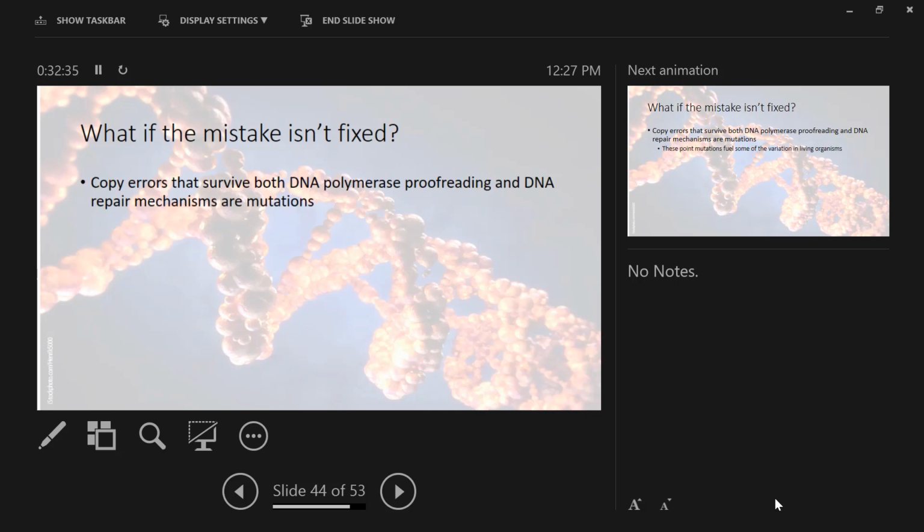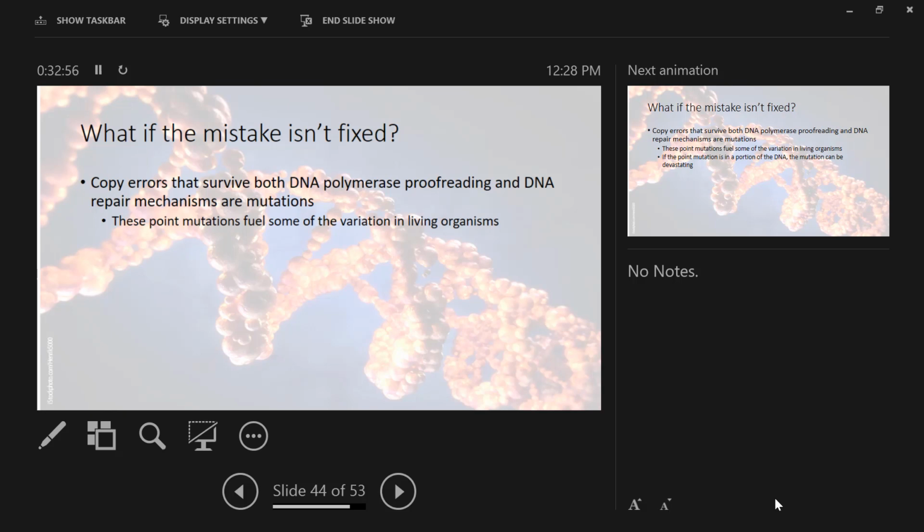So, all right. What if the mistake isn't fixed? We already talked about this. This is a mutation. And these point mutations, these are where you make a mistake in copying a single base. The wrong base is added. It's called a point mutation. And this does fuel some of the variation in living organisms.